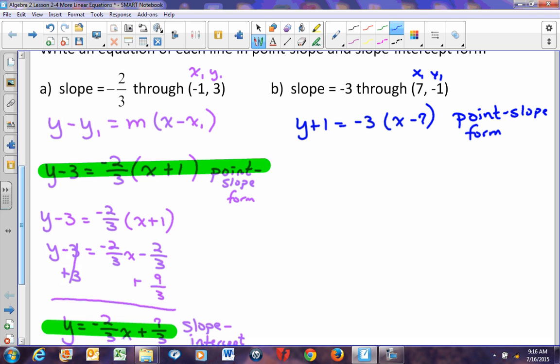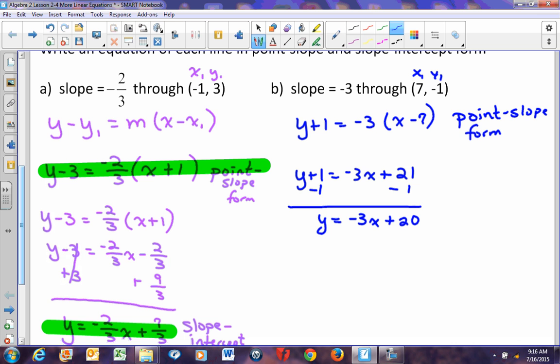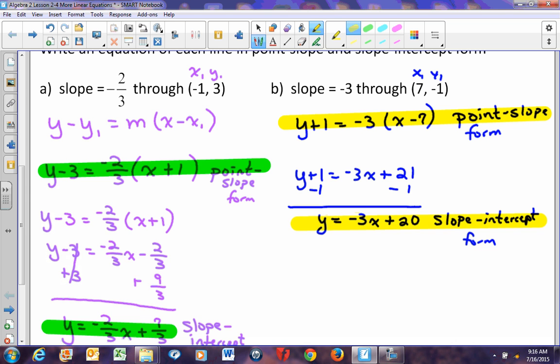So now if we just distribute, we have y plus 1 equals negative 3x plus 21, because a negative times a negative is positive. Subtract 1. y equals negative 3x plus 20, and this is slope-intercept form. So here we have point-slope form and slope-intercept form of the same equation.